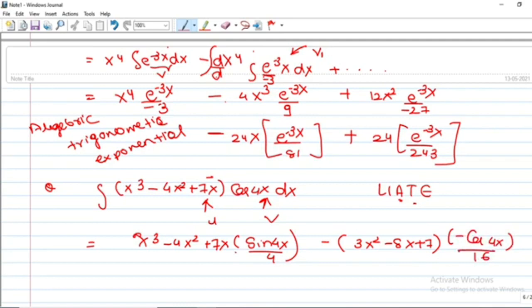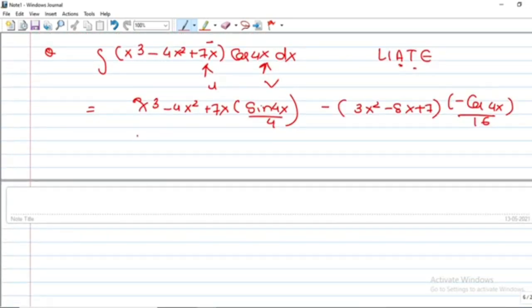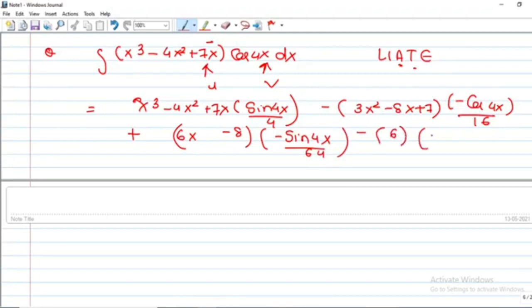After this we will keep doing this. Now plus sign will appear and we will differentiate this one, which will be 6x minus 8 into, if I integrate this one, it will be minus sin 4x the whole upon 16 into 4, 64. Now plus after this minus sign, and we will differentiate this one, which will give me 6, and after this I am going to stop, which will cause cos 4x, here minus will be there, so it will become plus upon 64 into 4. So after this you can solve.